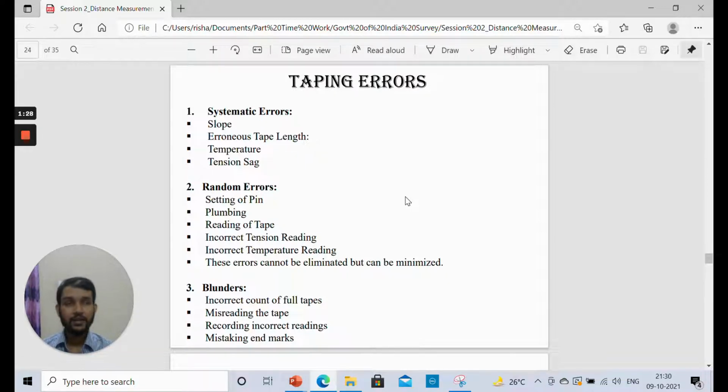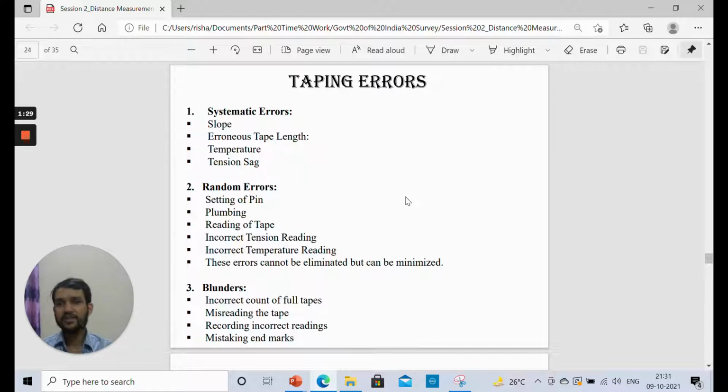Mistaking end marks means that at the end mark, where the tape was completely opened up, we need to mark that station, showing that one tape length has been covered. But while we were marking with the chaining pin, it may be marked at a certain different place. Suppose the point was located at a particular height with the help of a plumb bob, and when you were marking that point on the ground, the chaining pin was installed accidentally at the wrong place. Maybe it was not in perfect line of sight with the two station points A and B. So these types of blunders may occur, and you need to eliminate them.